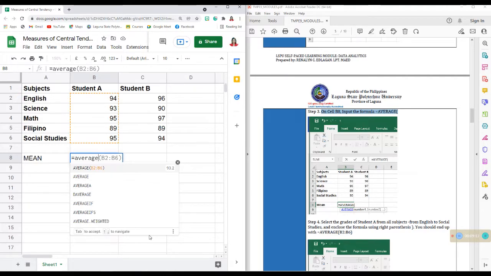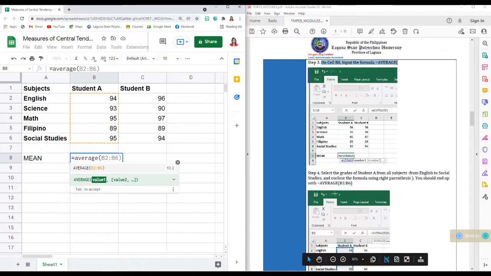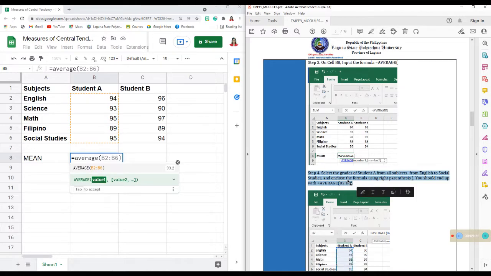Ayan. Kahit maliit lang or naka-lowercase, okay lang yon. Hindi naman kailangan na capital letter lahat. Pag nag-i-input ka ng formula, as long as tama yung word na tinatype mo, kahit uppercase yan or lowercase, okay lang yon. So, average, open parenthesis. And then, dito tayo sa step number 4. Select the grades of student A from all the subjects. That is, from English to Social Studies. And then close the formula using the parentheses.